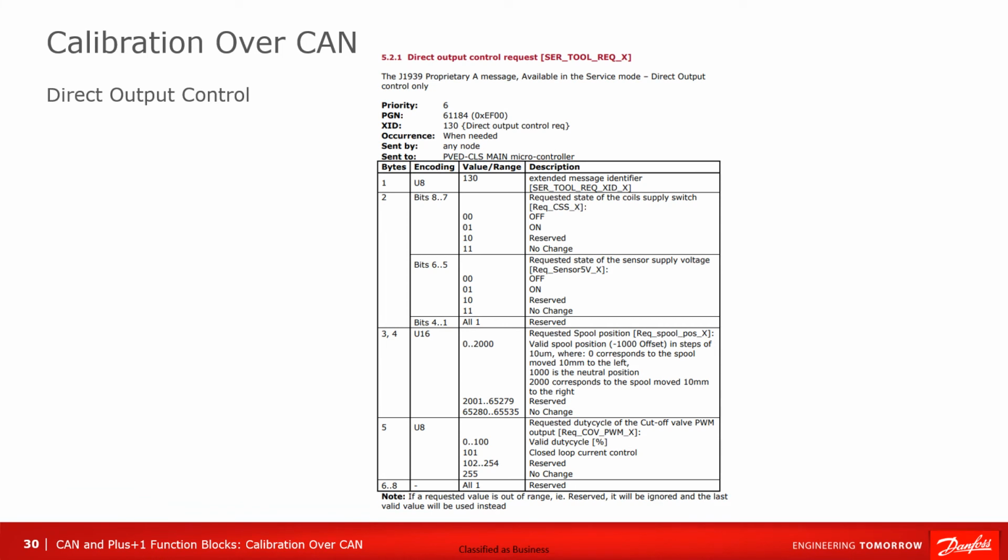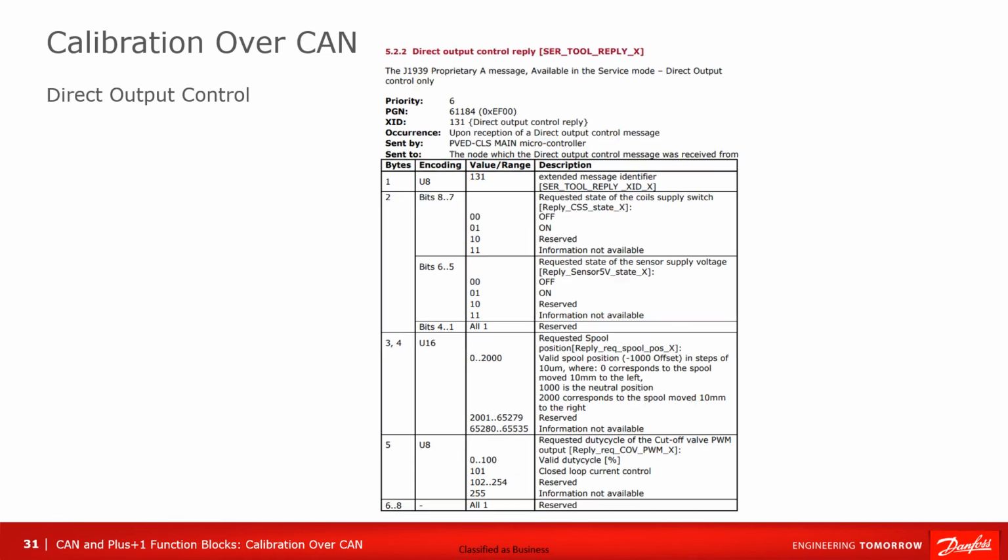If spool calibration must be done manually, for example, in a multi-axis system, the direct output control mode can be used. Once in direct output control mode, the direct output control request can be used to request a spool position and turn the cutoff valve on and off. The direct output reply can be used to read the direct output control status.